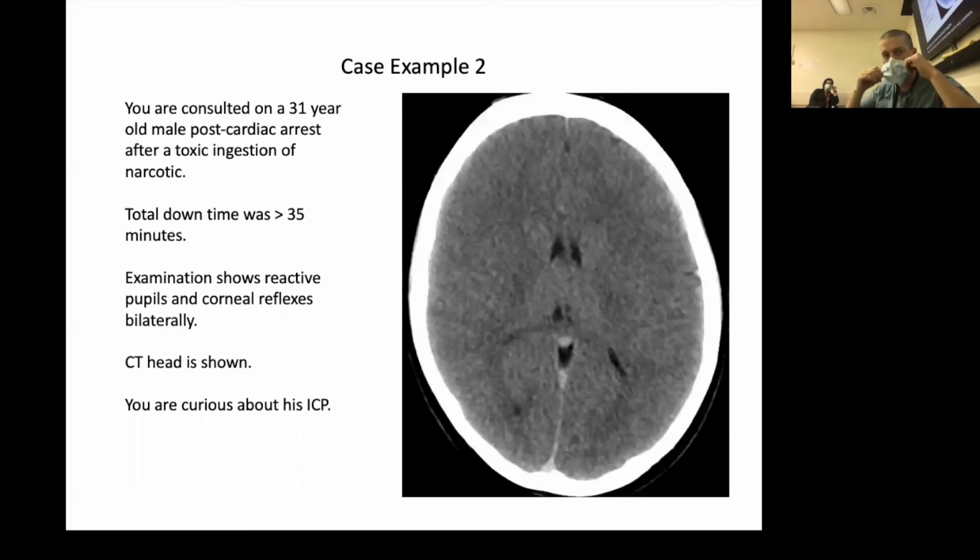This one we've seen a lot of in the last year, and is very common. This is a 31-year-old male post-cardiac arrest after toxic ingestion of a narcotic. His total downtime is greater than 35 minutes. Comes into the emergency department. He is resuscitated. He has reactive pupils. Corneal reflexes are present bilaterally. CT head looks grim, and he has a total loss of his gray-white differentiation. And you are curious about his intracranial pressure. You're not feeling so bold as to stick a needle in his back or put an EEG in his head. So you think that you can maybe sort it out with transcranial Doppler, and indeed you can.